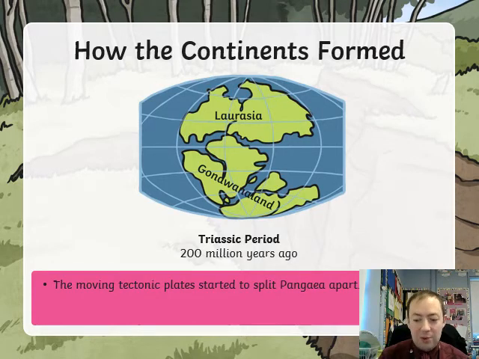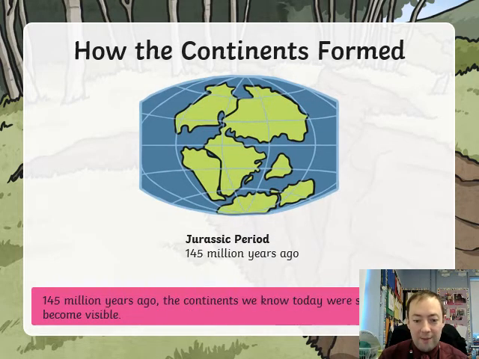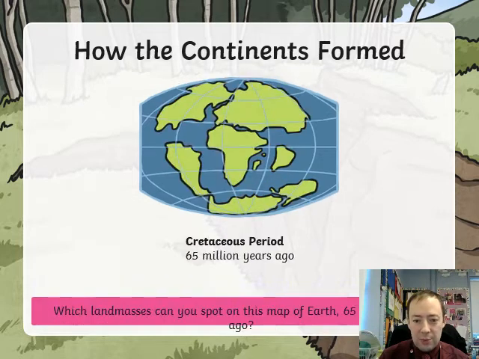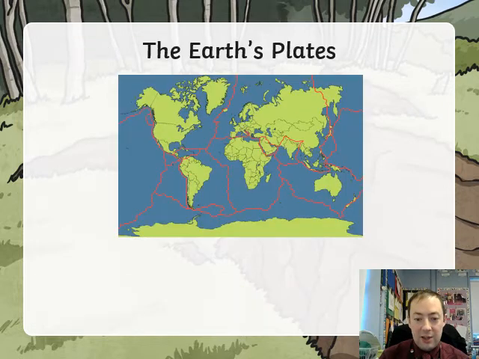The names aren't important. The fact that it's splitting over many millions of years is what's really important here. This is the Jurassic period. You might notice it from the dinosaurs. 145 million years ago, the continents we know today were still to become visible. And now, later on, 65 million years ago, we can start to see what the continents look like today, and there the continents are in the present day. So originally from that one landmass, they then split up. And they're the Earth's plates. You can see the red lines are the points between the plates.